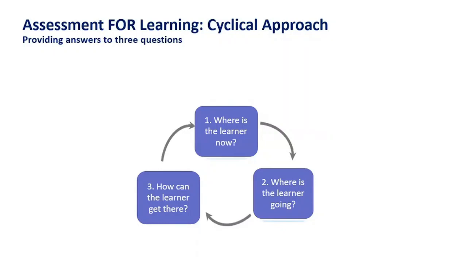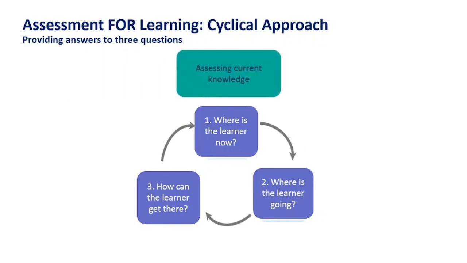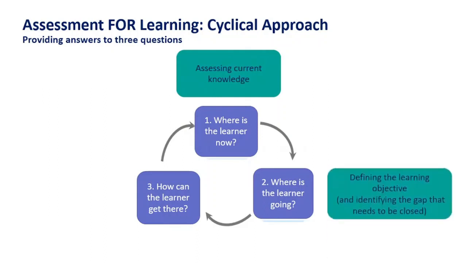Where is the learner now? Here, we assess what the student knows or doesn't know. Where is the learner going? Here you consider what the learner is expected to know, and make clear to yourself and to the learner what is missing in order for him or her to get there. In other words, the gaps in knowledge or skill.